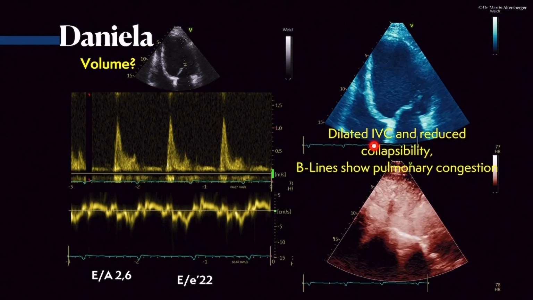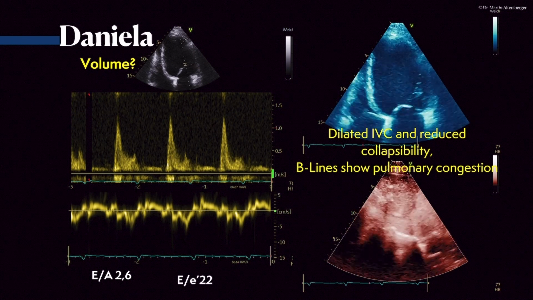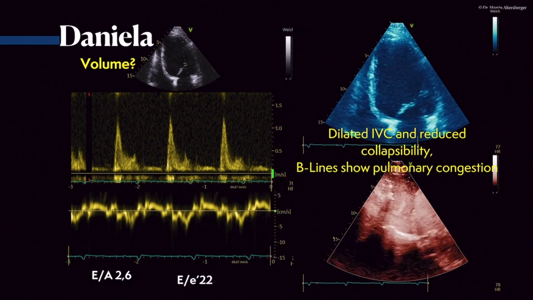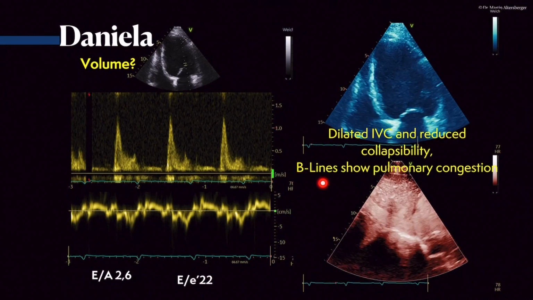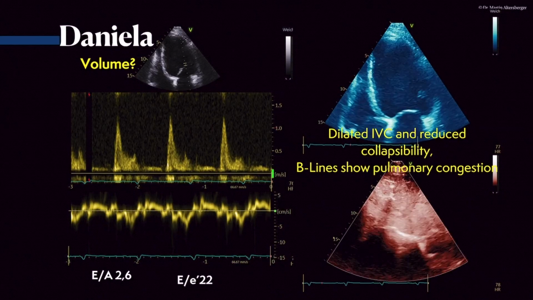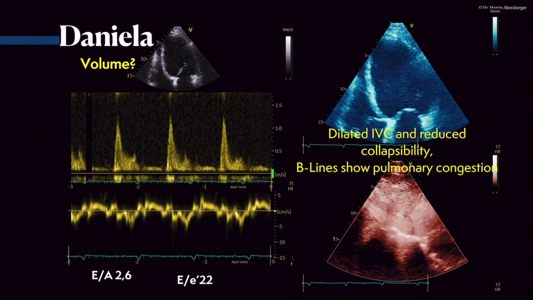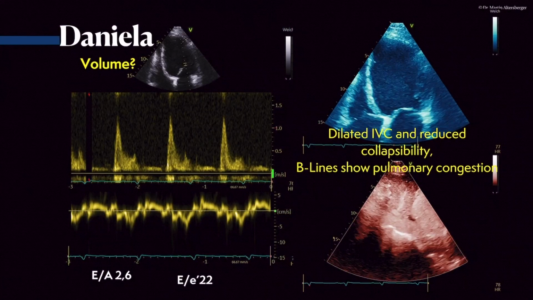we see the dilated IVC here. Even with contrast imaging, you see a dilatation of the IVC with a reduction in collapsibility. Also, lung ultrasound did show some B lines, where you can assume that there's pulmonary congestion present. There were also small pleural effusions. So overall, this is a fitting image for a patient who definitely does not need volume.